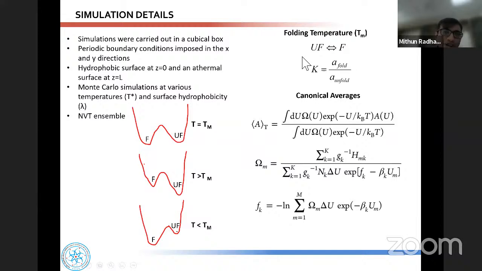So if the folding temperature is somewhere, what I'm saying is where there is an equal likelihood of the unfolded and the folded state, right? So I calculate the free energy of the folded state, and then I also look at the free energy of the unfolded state. If my free energy of folded is equal to unfolded, that's my folding temperature. Of course, at temperatures greater than folding, the unfolded basin is more populated, and at temperatures less than Tm, the folded basin is more populated.